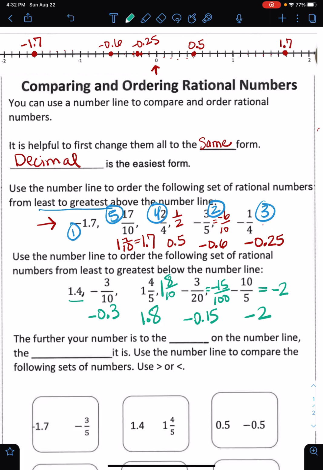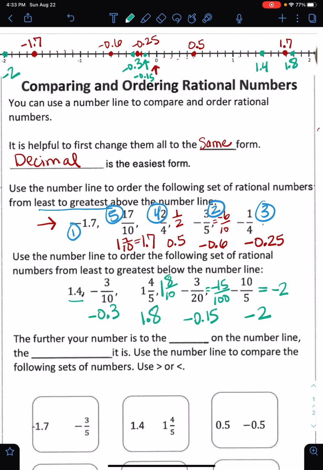I'll just put the numbers on the bottom to keep them separate. So 1.4 is going to be here. -0.3 will be right here. 1.8 here. -1.5 will be in between -1 and -2. So right here, oh wait, -0.15 is here, and then -2 is way over here.